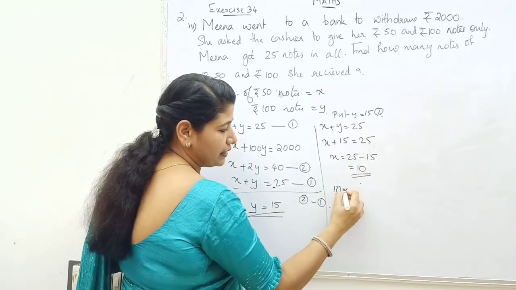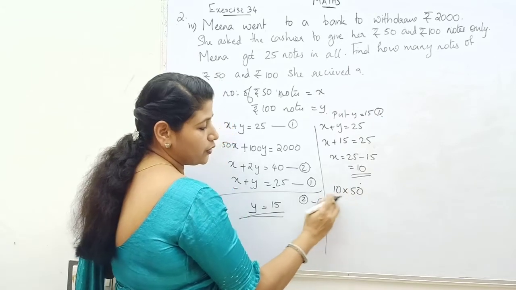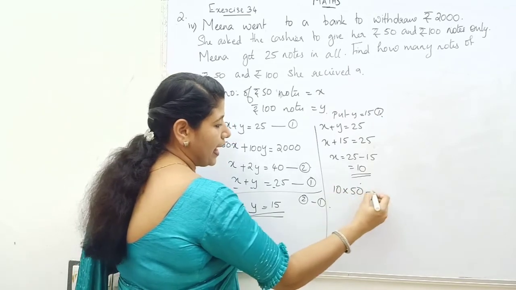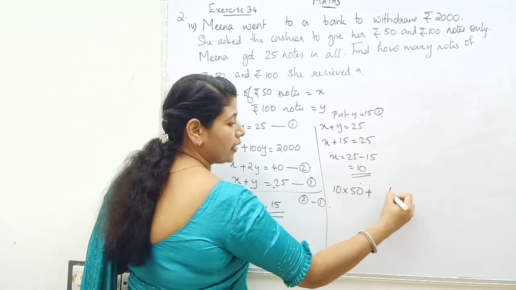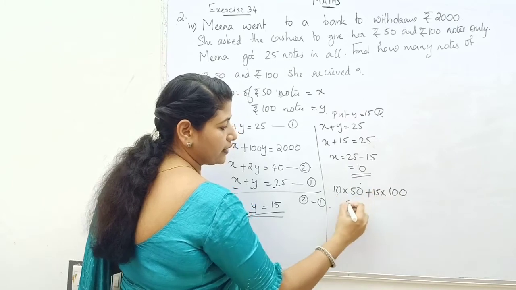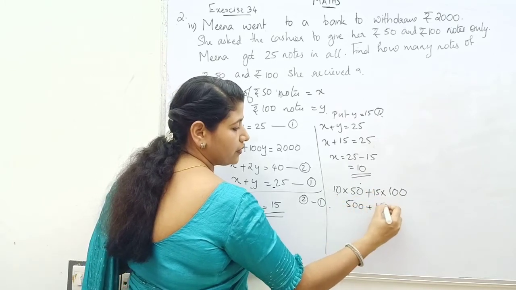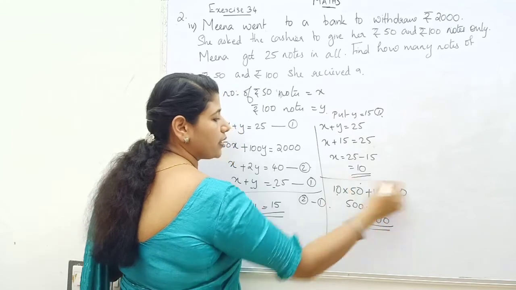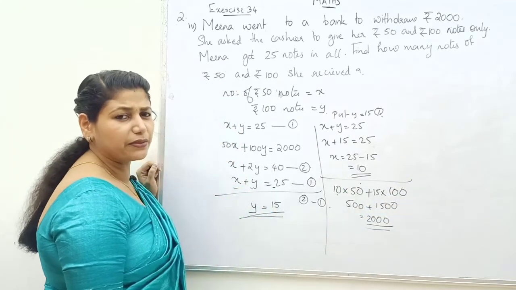So we can verify it like this. 50 rupee notes, 10 notes, and 100 rupee notes, 15 notes. Then you can write this is 500, this is 1500. In total you got 2000. So this is correct. Got it. Very simple question.